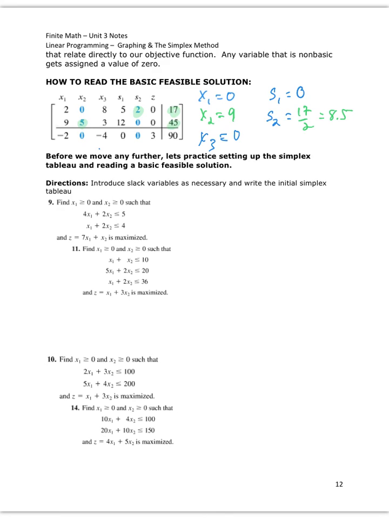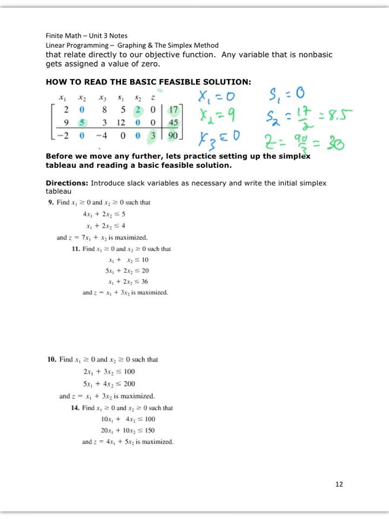Okay. All right, so one more, and I now come to this z right here, and my z, my objective function value, can be found as well. That can be found by realizing it's a basic variable. So I'm going to take this 3, divide it into 90. And that's going to get me an objective function value of 30. Okay, so that's how you read those.